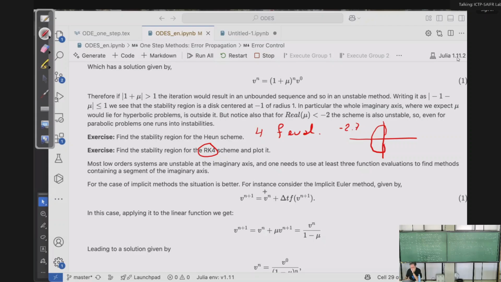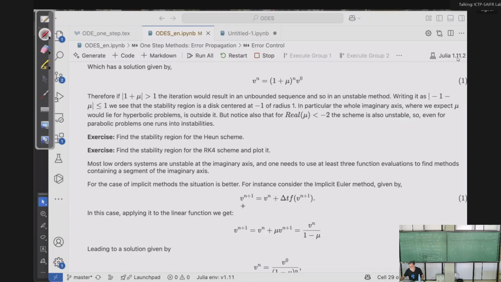But there are many. If you want to use an implicit method, what are implicit methods? Implicit methods are methods, for instance, where the evaluation of the function is also at the n+1 point, so you need to solve for it.